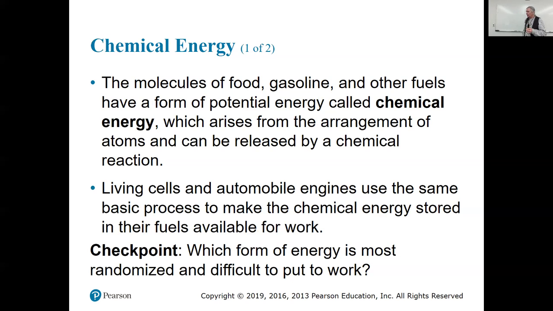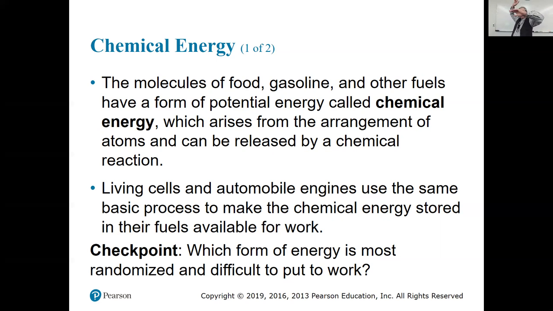Okay, molecules in food, gasoline, and other fuels have a form of potential energy called chemical energy, which arises from the arrangement of atoms and can be released by a chemical reaction. Living cells and automobile engines use the same basic process to make the chemical energy stored in their fuels available for use. It's called oxidation. Oxidation is the loss of electrons, and with that, there's always a gain of electrons. If one molecule loses an electron, it's oxidized, and another molecule gains an electron, and that's called reduction.